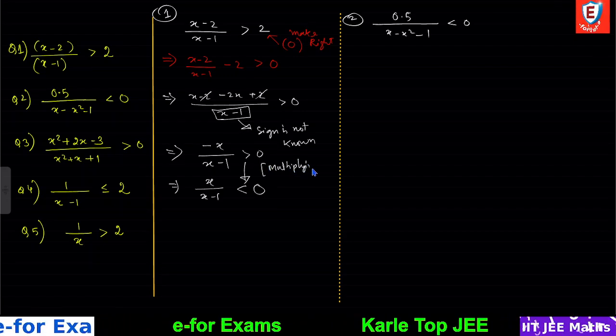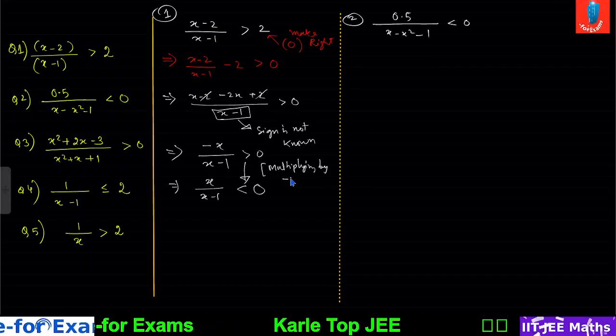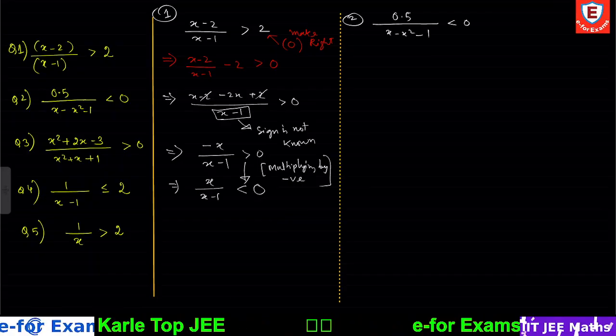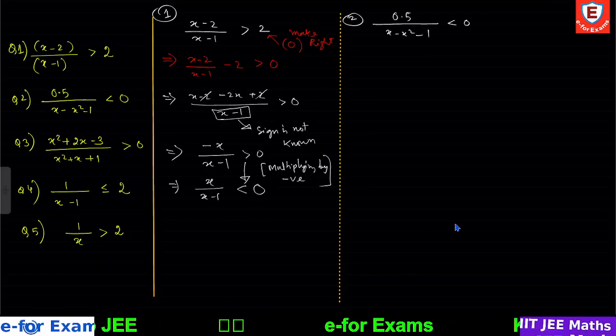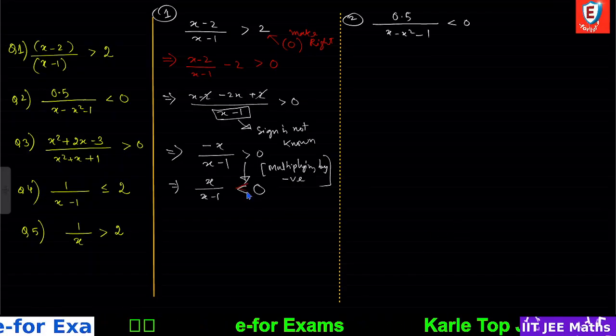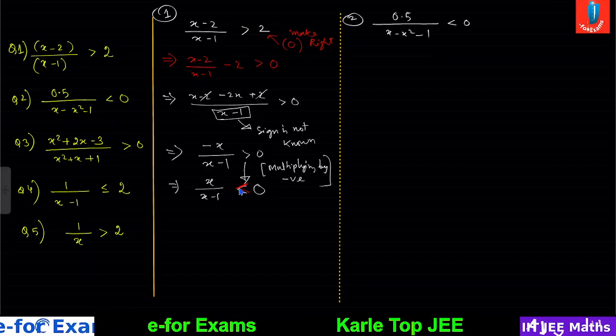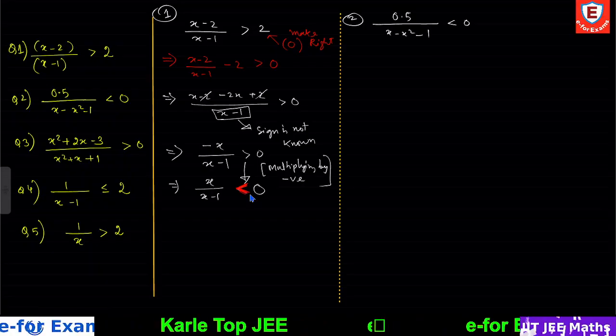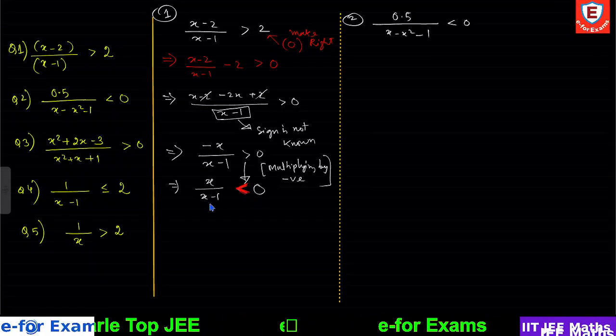Multiplying by negative, so the sign changed. Okay, multiplying by negative, so the sign changed. Right, so now plot.